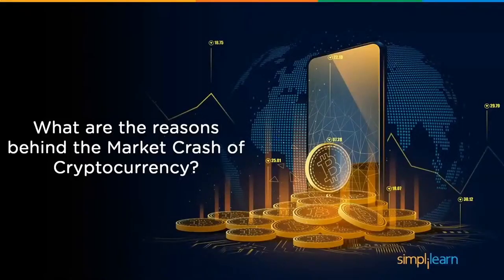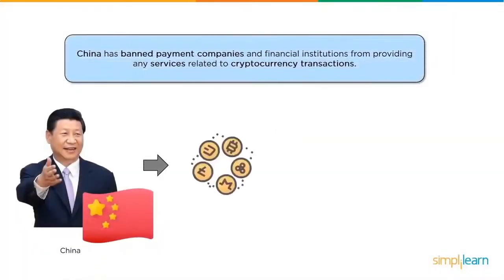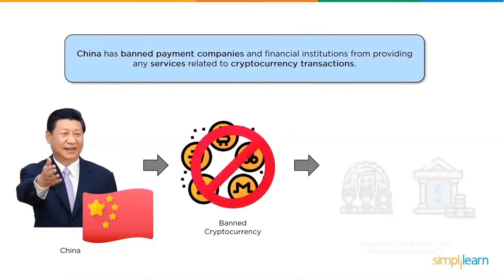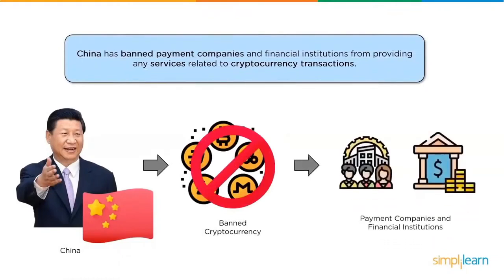So that makes me question what the reasons behind the market crash of cryptocurrency are. On 19th May 2021, the crypto market saw a massive drop in prices of cryptocurrencies, including Bitcoin, Ethereum, and BNB, crashing up to 30% within a span of just 24 hours. This came in the backdrop of the Chinese regulators announcing a ban of cryptocurrency. China has banned payment companies and financial institutions from providing any services such as registration, trading, clearing, and settlement related to cryptocurrency transactions. This announcement made by China broke the market's back.